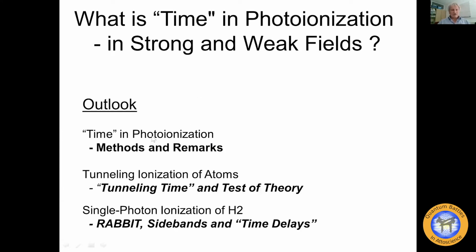Here. This is the outline of my talk. I will also talk a little bit about methods, which Jan Michael already did very well, so I can go quickly here. But let me give some remarks on different methods. I will present data and an experiment that is already quite some years old, but it fits perfectly to the subject of this session here, tunneling time of an atom, a measurement and theory, and then some very new results on ionization of hydrogen, molecular hydrogen, RABBITT measurements where we look at sidebands and time delays. This is very fresh and still under discussion from our side.